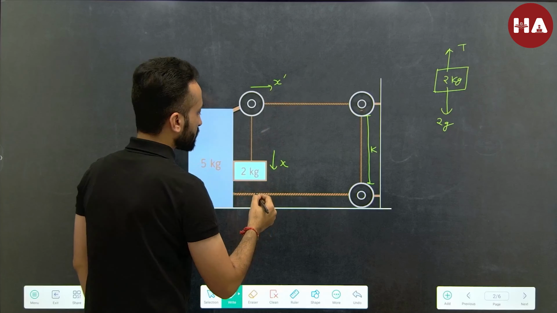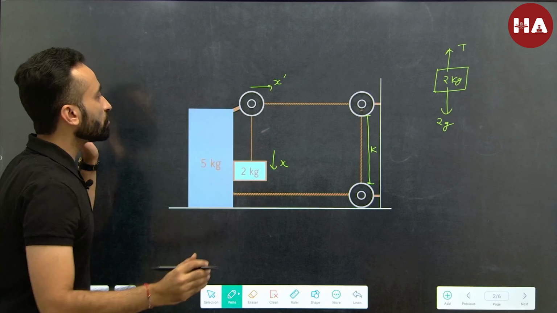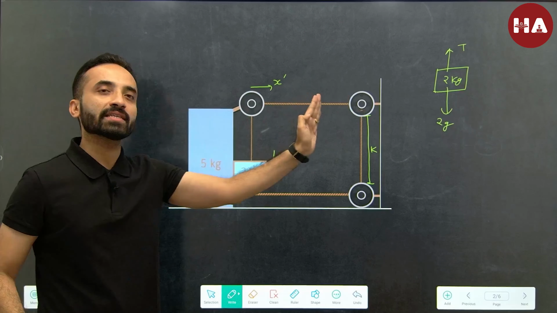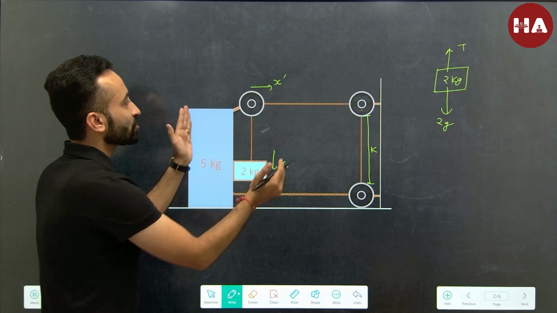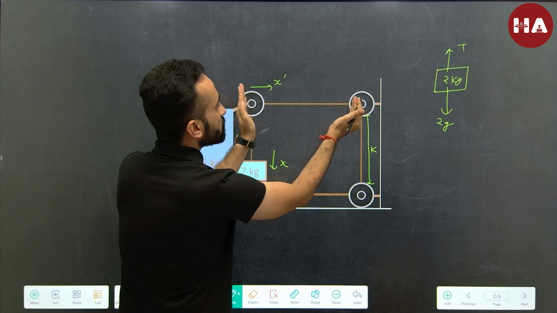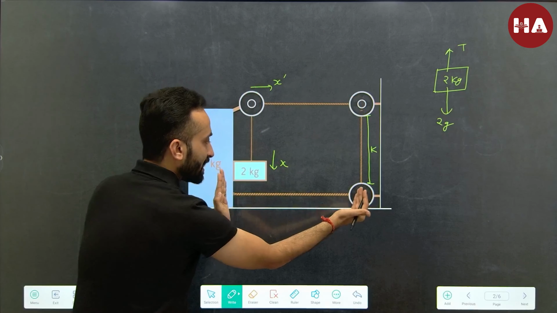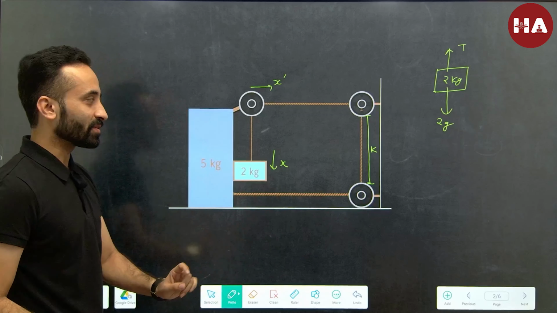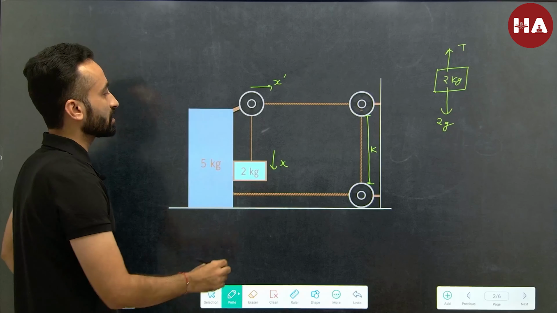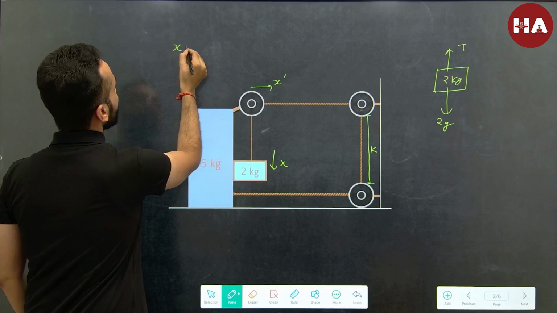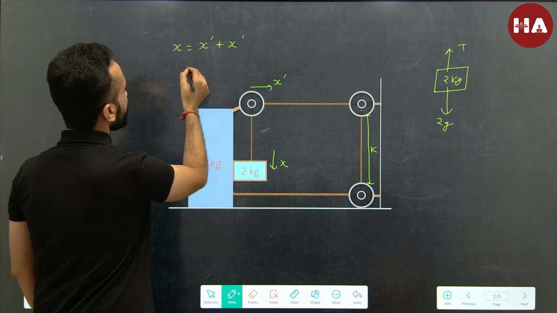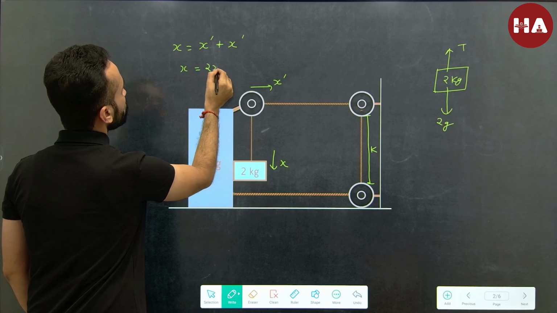here. So let's imagine that this block moves by a distance x dash forward. This x dash will cause a loss in length of the string by x dash here as well as here. So can we say that the gain is equal to the loss? Yes, of course. So can we write that x is equal to x dash plus x dash? That is, x is equal to 2x dash.